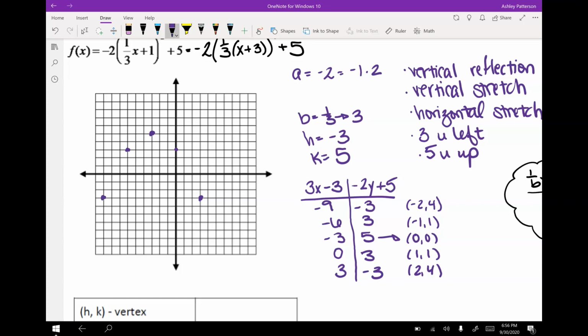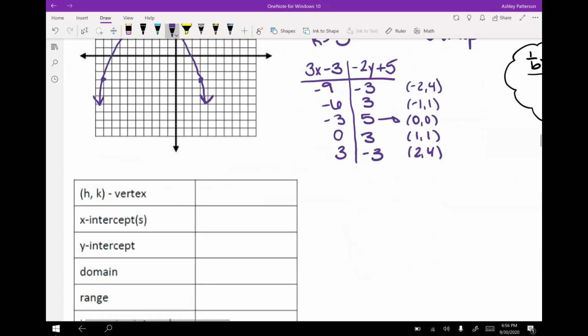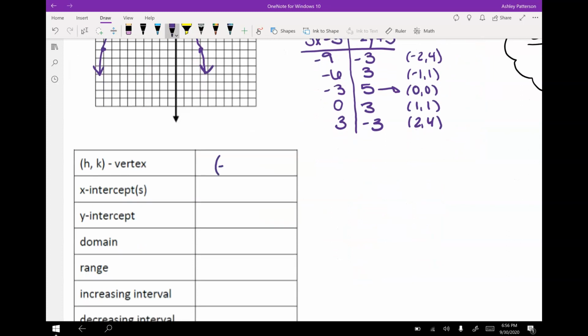And make sure, please, that when you graph it, you try to make it as curved as possible with arrows at the end. Excellent. Here we go. h, k, we just talked about that. It is negative 3, 5.